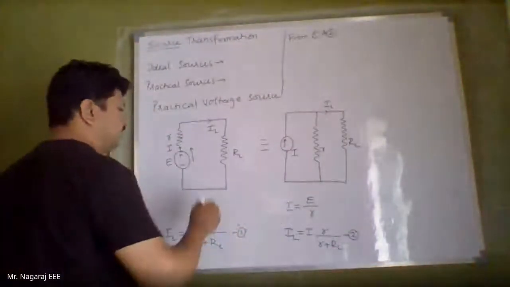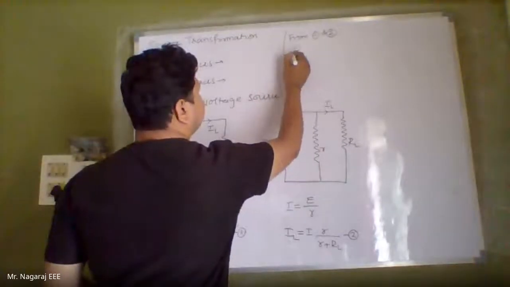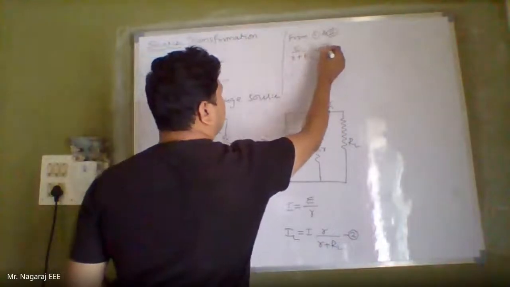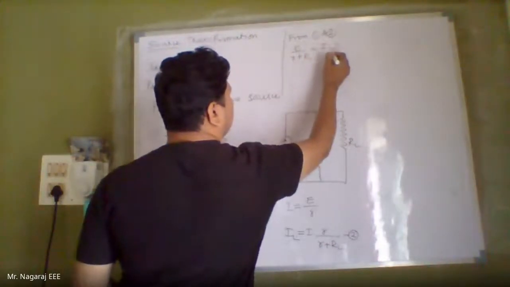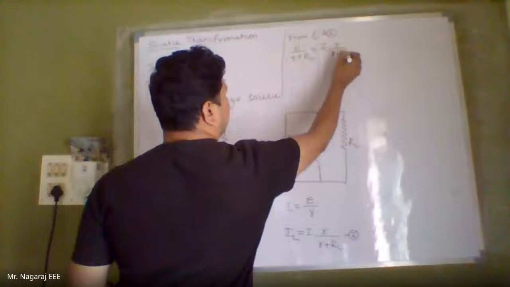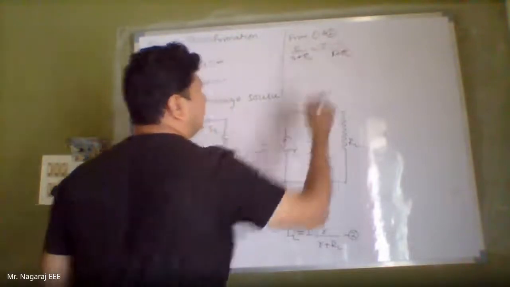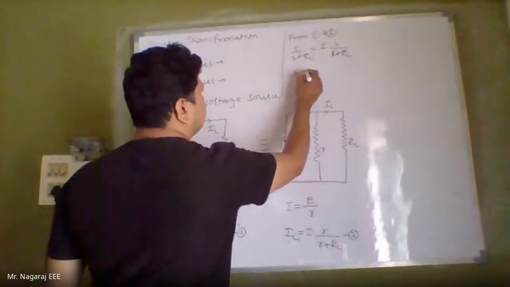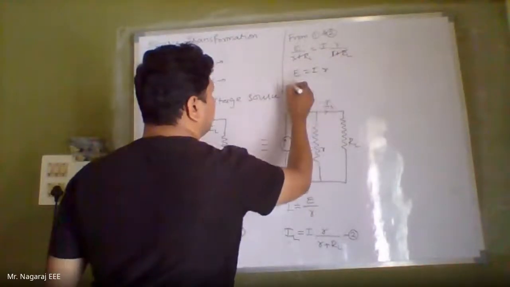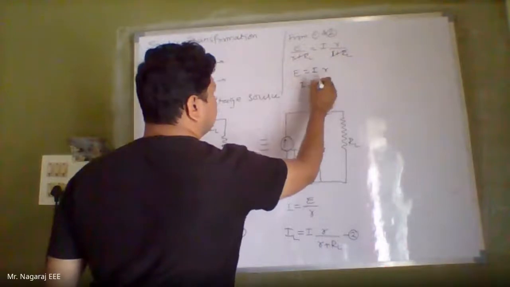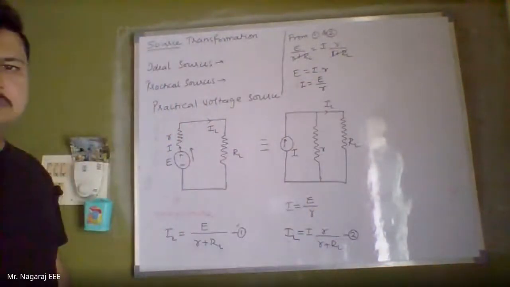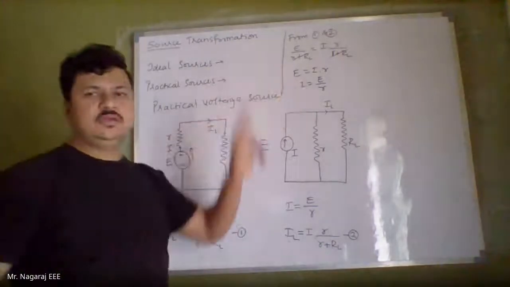I will equate these two. E divided by R plus RL is equal to I into R divided by R plus RL. So the denominators will cancel out. My E will be equal to I into R. Therefore, I is equal to E divided by R. So that is the value of I.